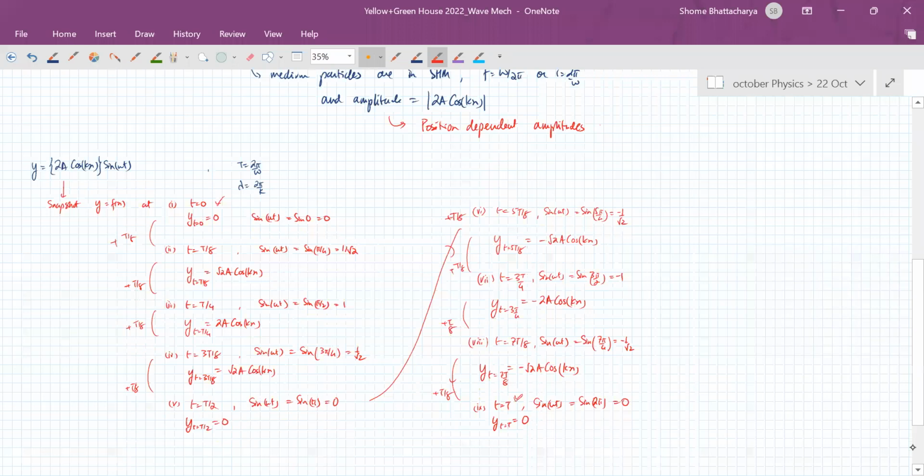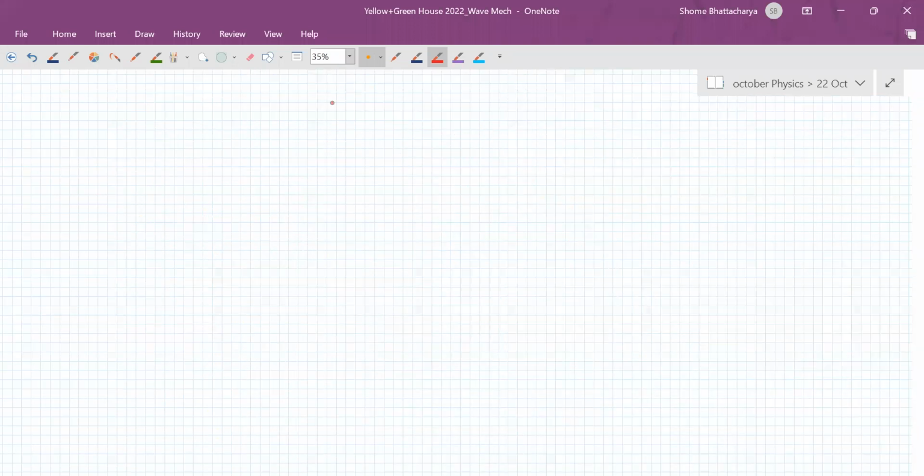Okay, so now let's plot these graphs and we'll understand with that how this sort of standing wave pattern progresses.